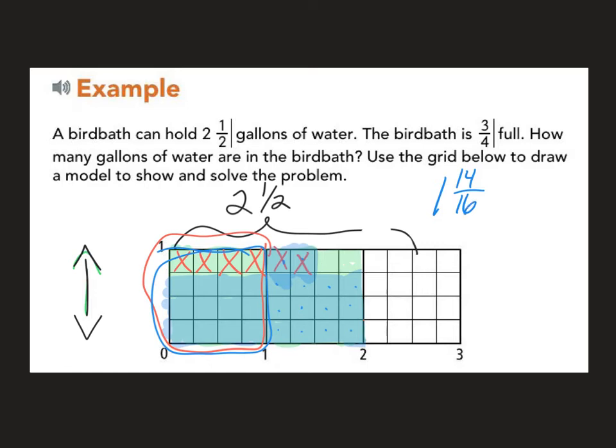Well, I don't want to keep 14 out of 16 that way because I can simplify that, can't I? If I divide both the 14 and the 16 by 2. Well, 14 divided by 2, or cut in half, is 7, and 16 divided by 2 is 8. And I can't reduce that because there's no number besides 1 that goes into both 7 and 8. So that's the visual way to do it.